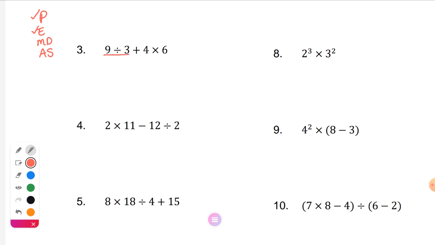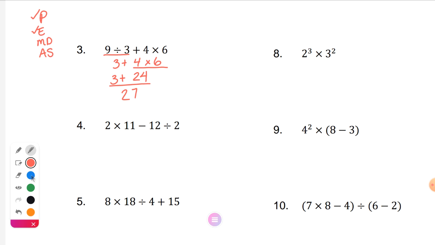What is 9 divided by 3? 3. And I copy everything else down. Now, I can't mark off multiplication and division until it's all gone. Is there any more multiplication or division? Yes, so what am I going to underline? 4 times 6. This is one that gets people because they would do 3 plus 4. So 3 plus, what's 4 times 6? 24. And then the only thing we have left is 3 plus 24, which is 27.